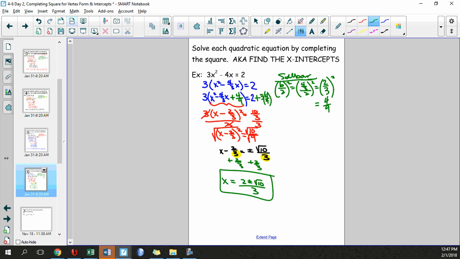You need to go ahead and write these as x-intercepts. 2 plus the square root of 10 over 3 comma 0, and 2 minus the square root of 10 over 3 comma 0. Those are your x-intercepts.